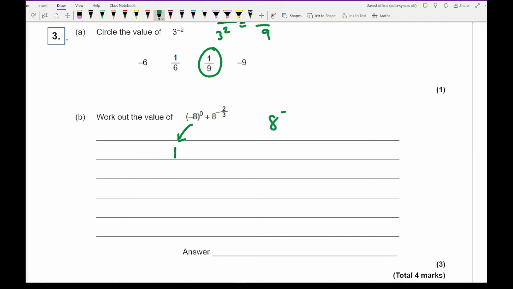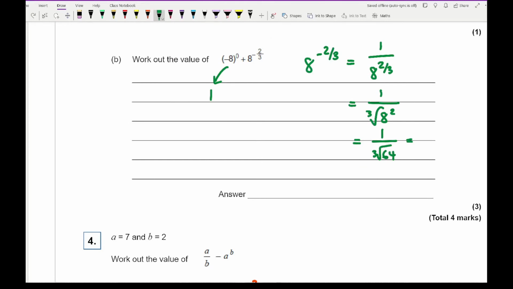So 8 to the power of minus 2/3, well, dealing with the minus, that becomes 1 over 8 to the power of 2/3. That then becomes 1 over, now it's going to be 8 squared cube rooted. And this will give us 1 over 4. So then going back to the original question, so if this is a quarter, all I then need to do is add those two numbers together, in which what I'm going to get is 1 1/4. Or if I want to write it as a mixed number, it's going to be 5 over 4.